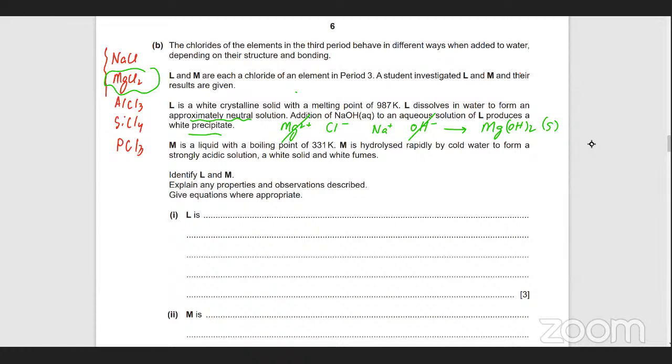Okay, after that, M. Now M is kind of having a low boiling point. So it's probably the other three. Sulfur chlorides are not in your course, so we can ignore that. It's hydrolyzed rapidly by cold water to form a strongly acidic solution of white solid in fumes. Which one forms the white solid? So it's a rapid hydrolysis. It has to be SiCl4, which produces misty fumes. So SiCl4 is going to fume. It's going to form Si(OH)4 or SiO2.